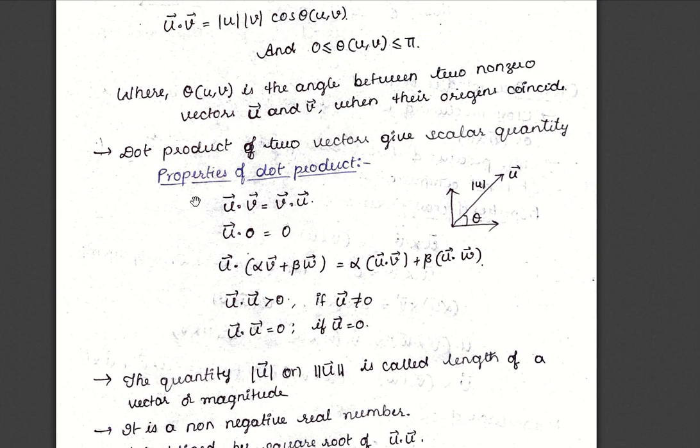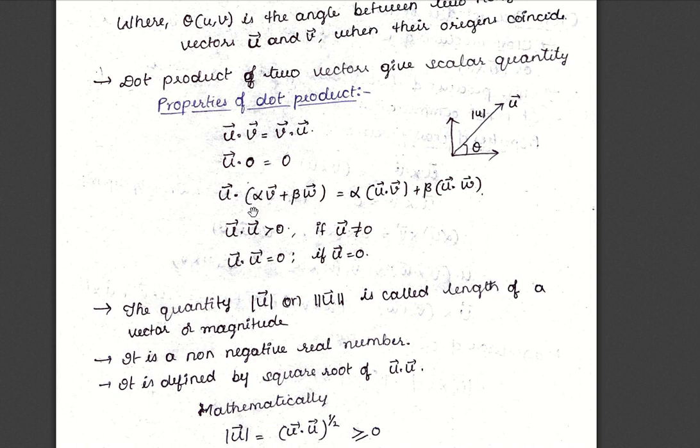If you take a dot product of two vectors, the result is a scalar, not a vector. You remember that. Properties of dot product: u dot v we can write as v dot u, so both are the same. u dot 0 is equal to 0. u dot (alpha v plus beta w) gives you alpha into u dot v plus beta into u dot w. And u dot u is greater than 0 if u is not equal to 0.